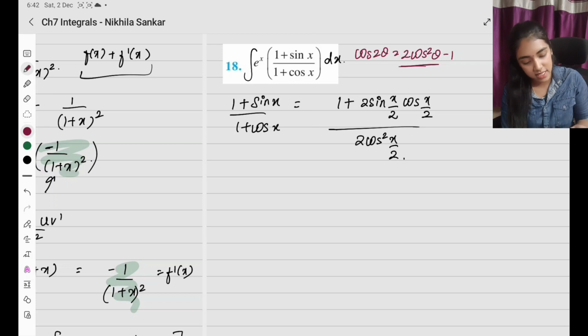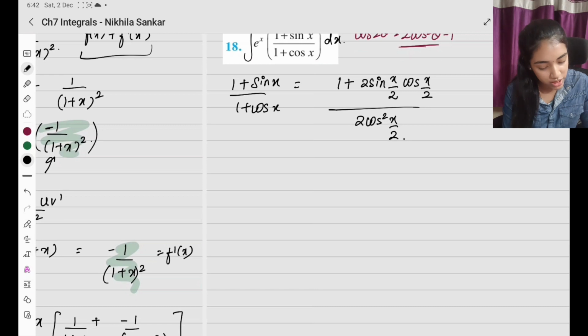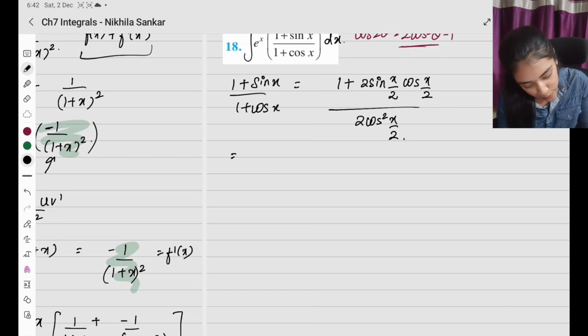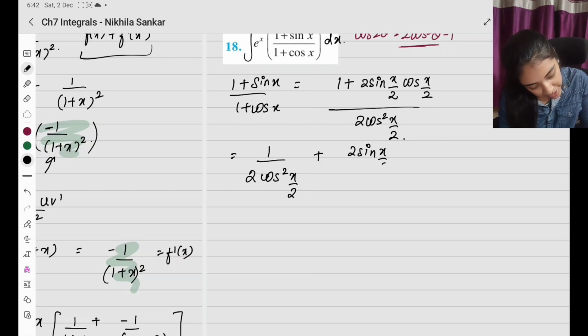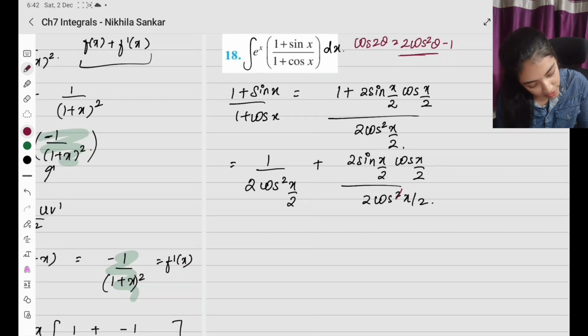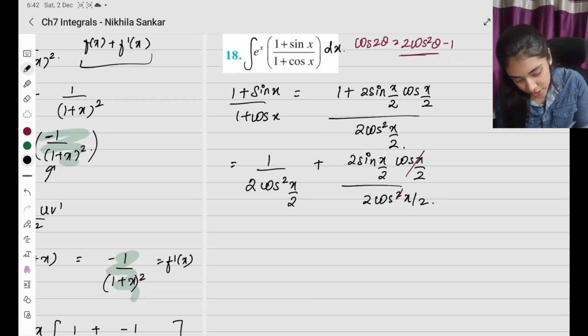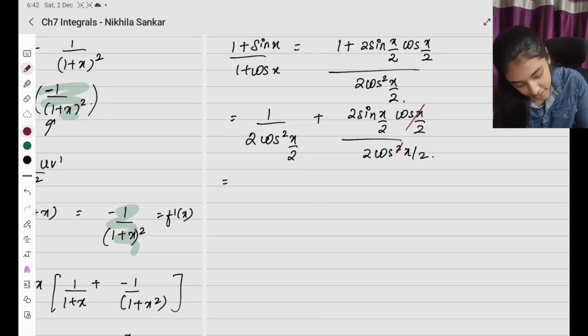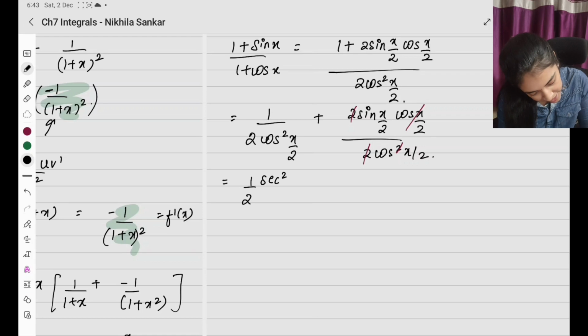Here, what is theta? 2 theta is x. So I have theta equals x by 2. So I wrote it in this form. So this I can basically split as 1 divided by 2 cos square x by 2, plus another term, what? 2 sin x by 2 cos x by 2 divided by 2 cos square x by 2. So I can cancel one cos x by 2. So this can be further written as, 2 cancels, 2 cancels. So I have 1 by 2 secant square x by 2.